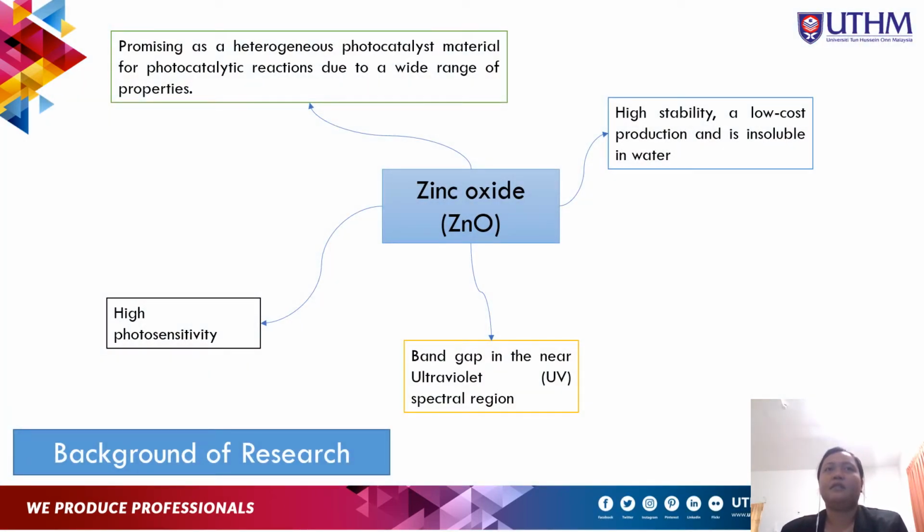First, zinc oxide is promising as a heterogeneous photocatalyst material for photocatalytic reactions due to a wide range of properties. Next, it has high photosensitivity, which causes degradation of various pollutants, making it a potential photocatalyst material. Next, it has a band gap of 3.37 eV and a large excitation binding energy of 60 meV. Lastly, it has high stability, low production cost, and is insoluble in water.